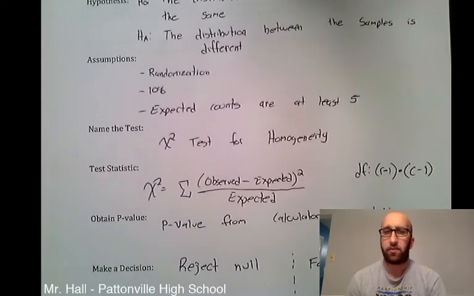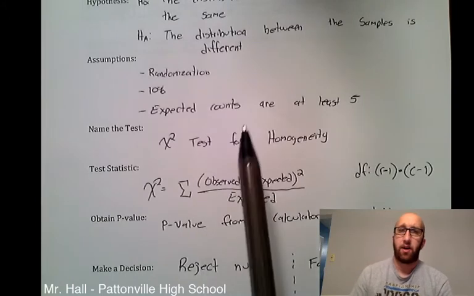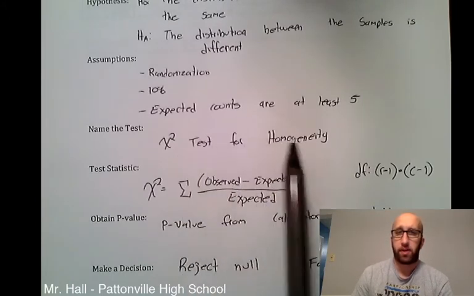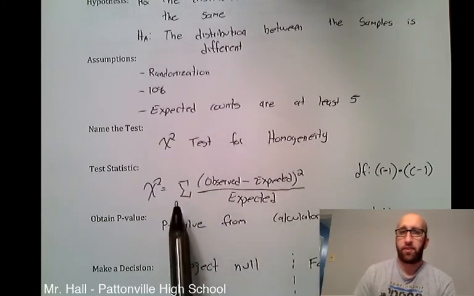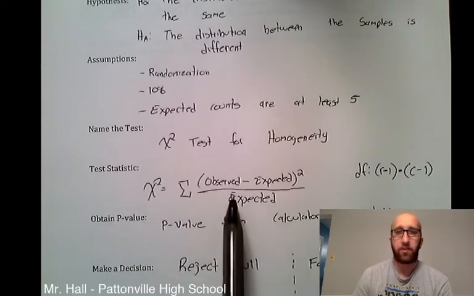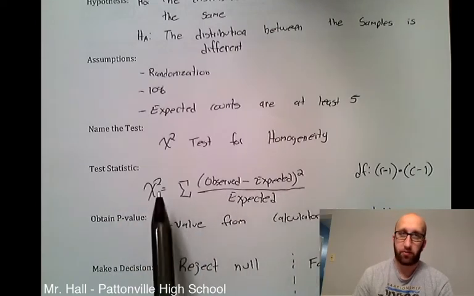We're going to name this test, so as long as our assumptions are met, that means we can now carry out the chi-squared test for homogeneity. The test statistic is the exact same formula. It's on the AP formula sheet, which is pretty awesome as well.